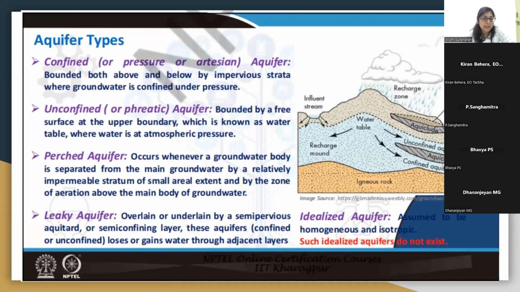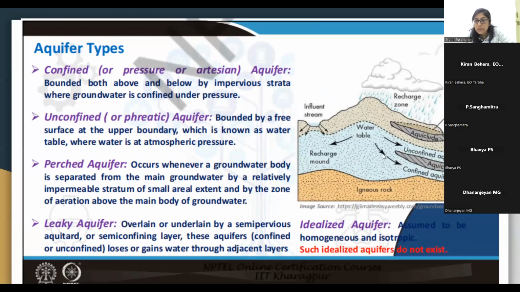It's confined, unconfined, perched aquifer, and leaky aquifer. Unconfined aquifer is when there is no impervious strata and the water table is at free surface. Confined aquifer is when there is an impervious strata above and below. Because of that, the water is held under a particular pressure. Perched aquifer is an aquifer where in the upper strata of the soil, there will be an impervious strata. When it rains, water will accumulate on top of these impermeable structures, and then after a point of time, it will get drained out also. So these temporary kinds of aquifers are called perched aquifers.